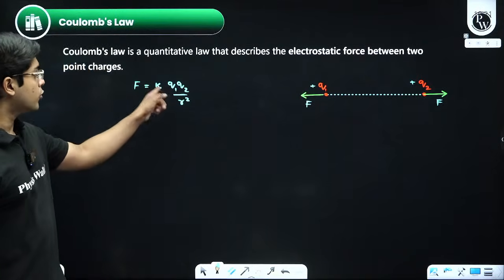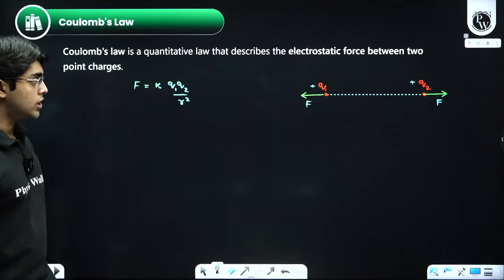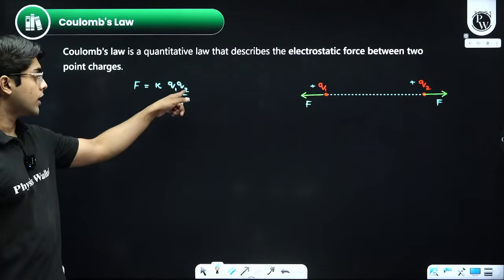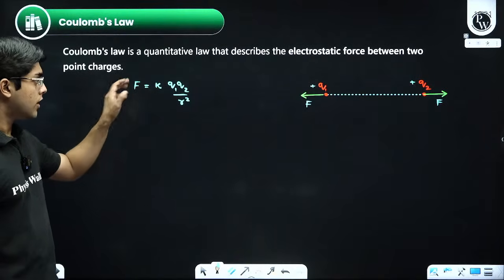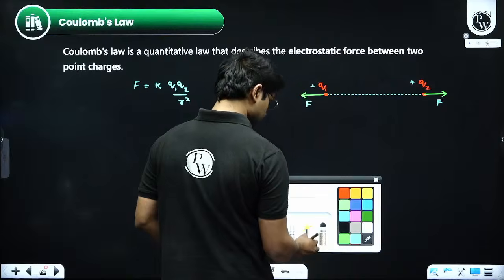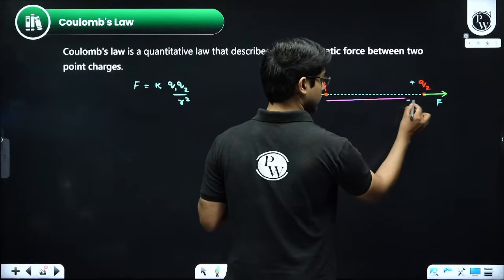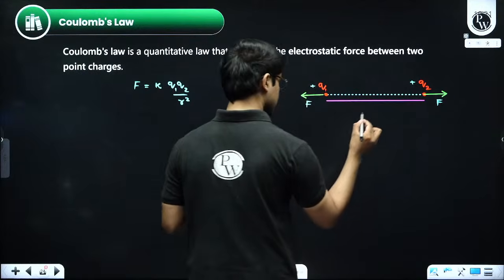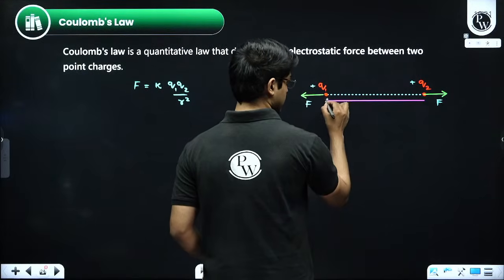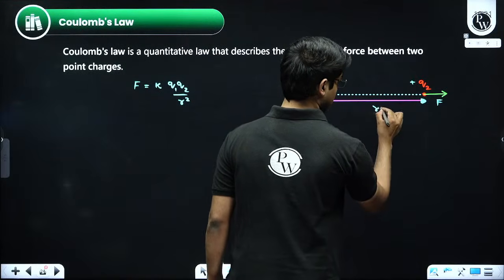Okay, so the Q1 Q2 by R square is the important part. The greater these individual charges, the greater Q1 and Q2, the larger the force, and the further away these charges are from each other. R is basically the distance between these two charges. This distance is actually R.